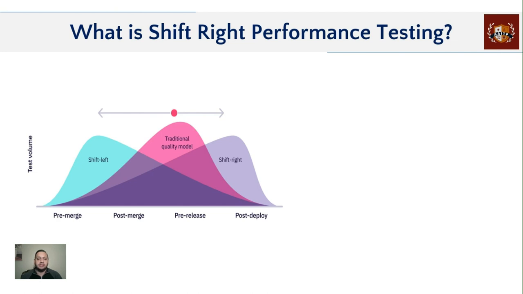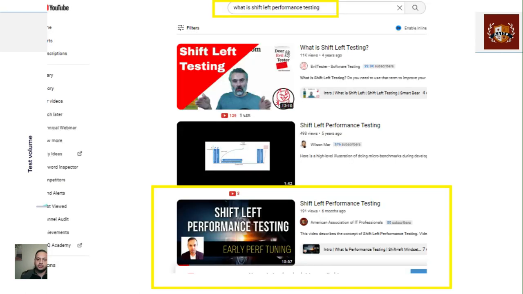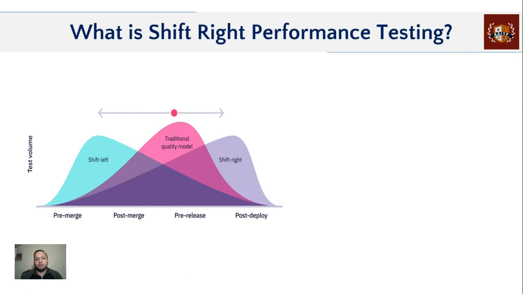Shift left is the first concept where we actually start doing performance testing early in the game and start giving some meaningful feedback on the tuning opportunities. I have done a session on shift left performance testing also and elaborated on the tools we can use, specifically on the Lighthouse tool. If you have not seen that, please go ahead and watch that webinar. It's also there in our YouTube account. So today we are focusing more on the shift right testing.